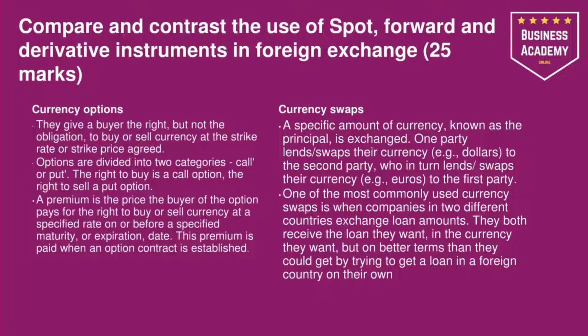These options are divided into two categories: call or put. The right to buy is a call option. The right to sell is known as a put option. And to take out this option, the buyer has to pay a premium. A premium is the price the buyer of the option pays for the right to buy or sell the currency at a specified rate. So let me just explain that a little bit.